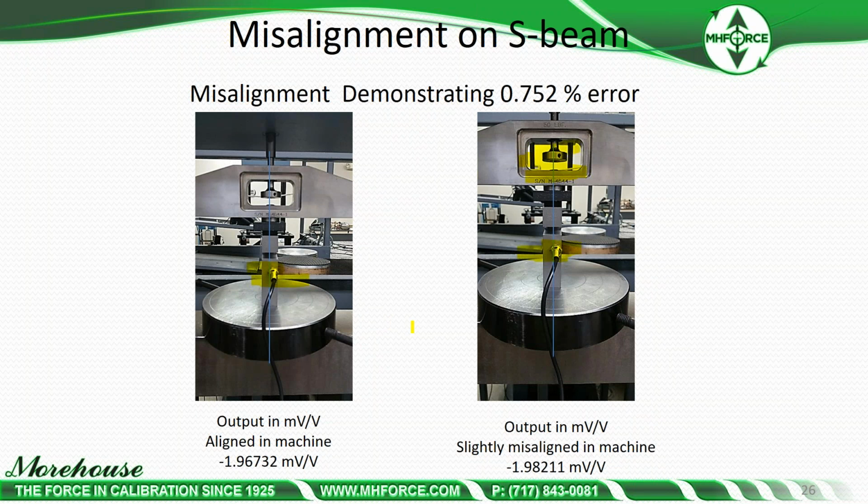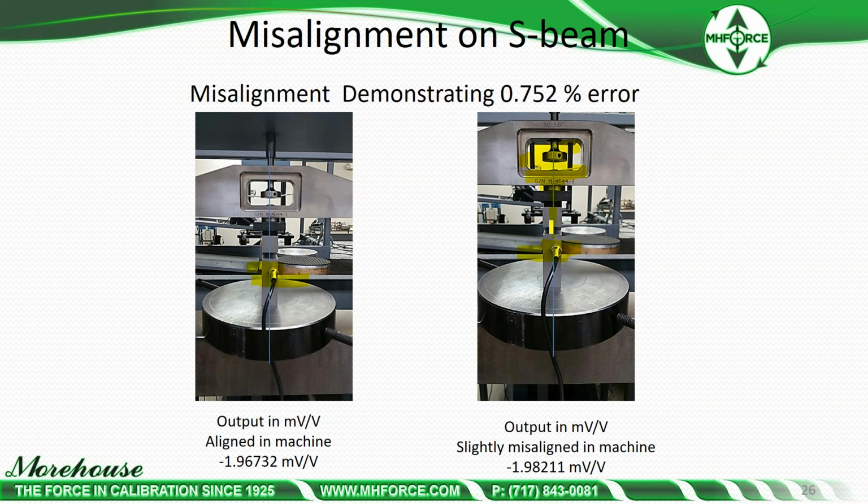So here we have almost perfect alignment. We used a scale, and then we just shifted it just a little bit, and by shifting it a little bit, you can see that line of force going up and down. If you just shift it a little bit, and look at the difference in output. We had a difference of output of 1.96732 versus 1.98211.